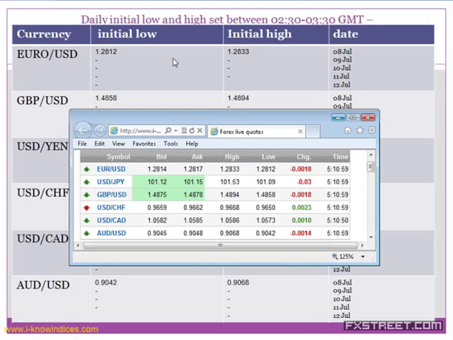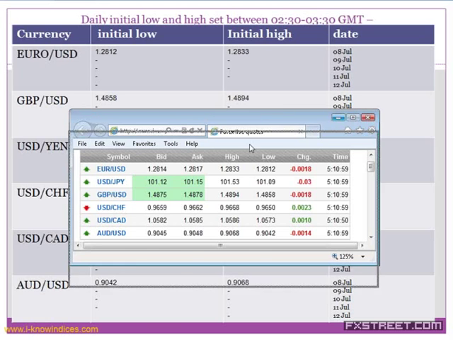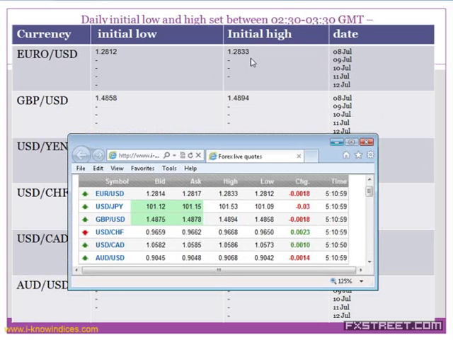1.2812 they set as the low, they have not breached it. 1.2833 is the high, that is also not breached. So you find about a 21 pip swing between the initial low and the high in the case of Euro. So they intend to break the high slowly.